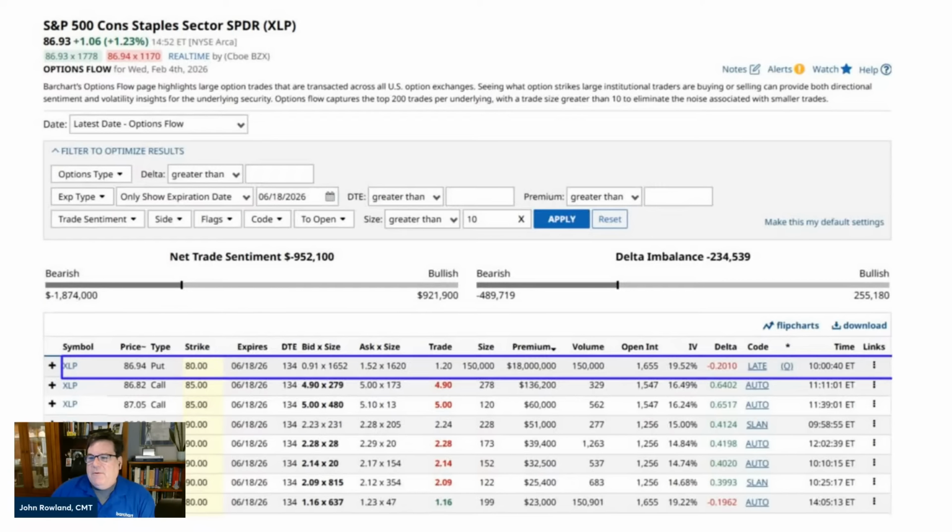But so what I did was I went right to the chart, right? Which is interesting. Here's the $80 strike value right there, that blue line.